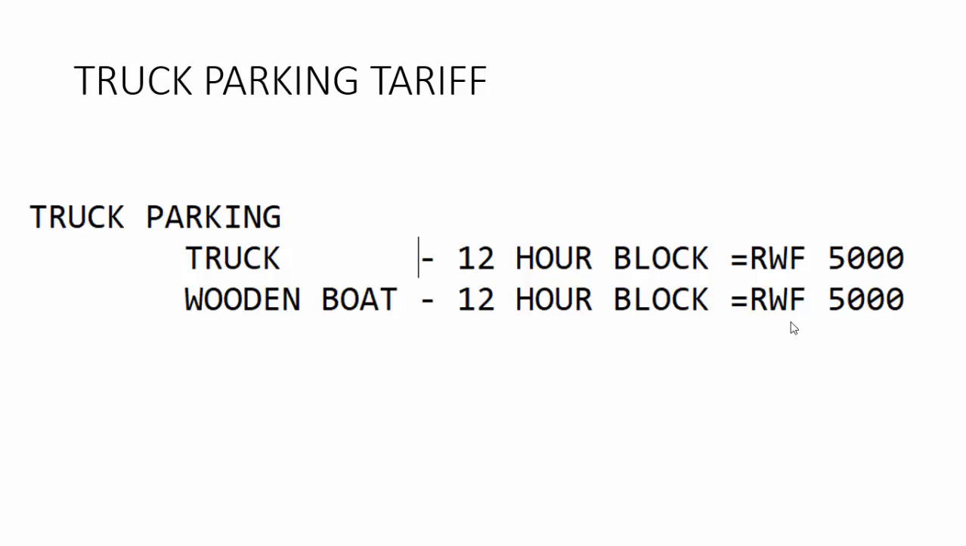As we have explained, when a truck stays for 12 hours, it pays 5,000 Rwandan francs. But if, for example, it stays for 12 hours and 1 second, that's 2 12-hour blocks. So every second or minute beyond a 12-hour block is an extra 12-hour block. Another example is when it stays for 24 hours and 3 minutes, those are 3 12-hour blocks. So I think it's clear for the truck parking.